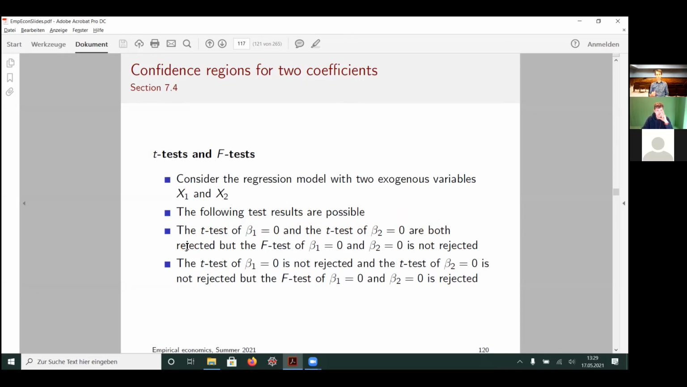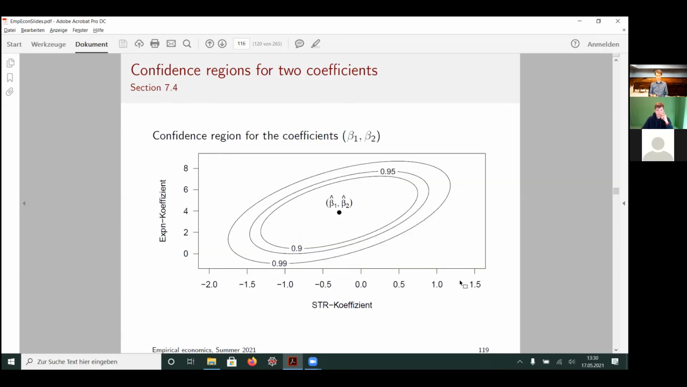And even though both are rejected, it could happen that the F-test of the joint hypothesis is not rejected. Okay, that seems paradoxical. So the first t-test says beta 1 equal to 0 is rejected. The second one says beta 2 equal to 0 is rejected. But the F-test saying that beta 1 equal to 0 and beta 2 equal to 0 is not rejected. Or it could happen that beta 1 equal to 0 is not rejected if we perform a t-test on x1, and beta 2 equal to 0 is not rejected if we perform a t-test on x2, but the joint hypothesis of beta 1 equal to 0 and beta 2 equal to 0 is rejected. How can that happen? Well, let's go back to this elliptical case here.